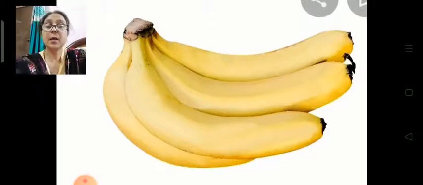And banana contains powerful antioxidants.